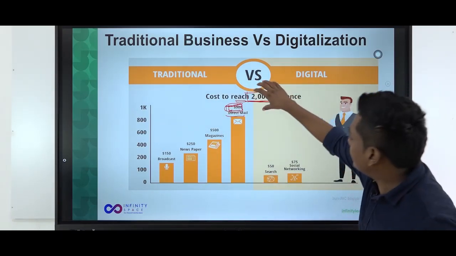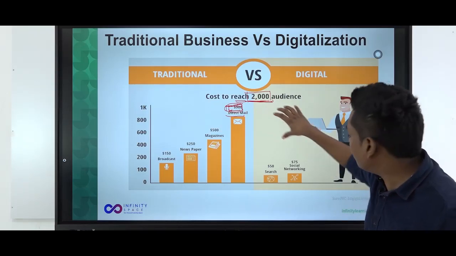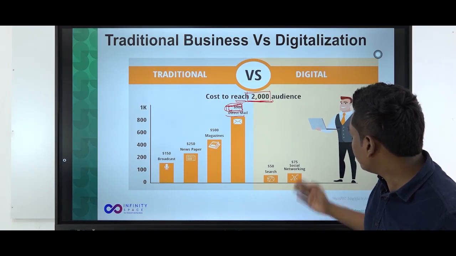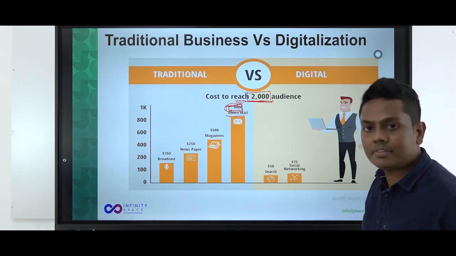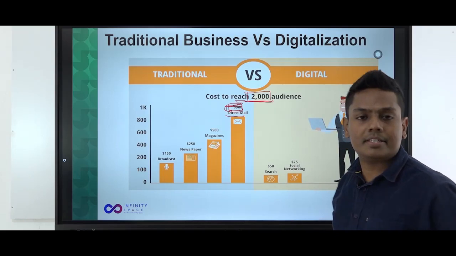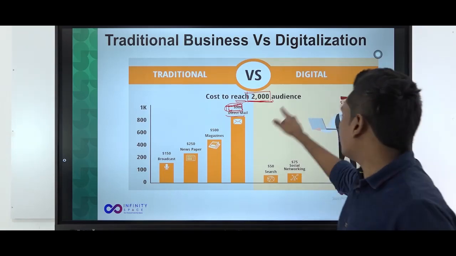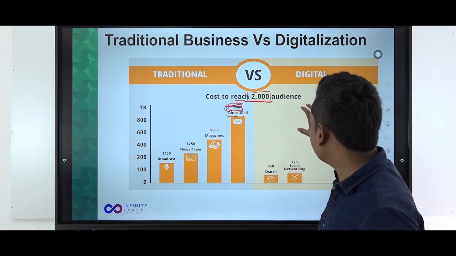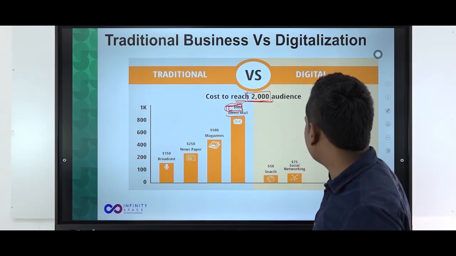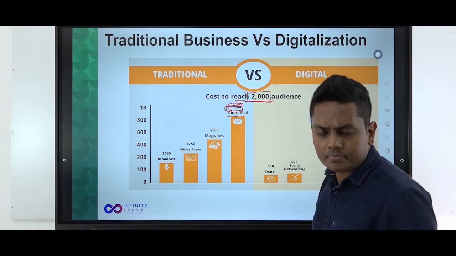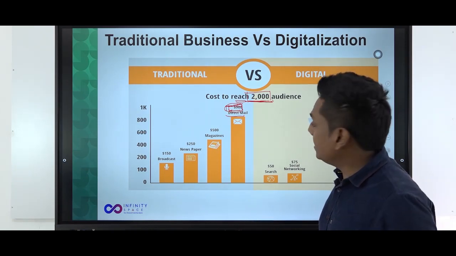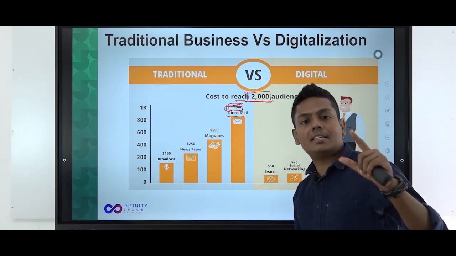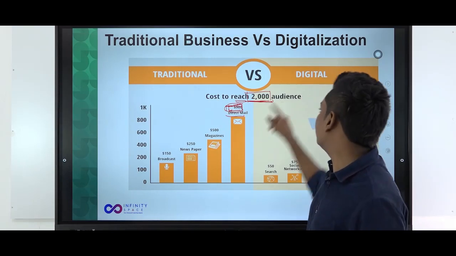To reach the same 2000 audience, what do you have to do? Search might cost $50. Social networking might cost $75. When I say social networking, say you are operating your Facebook page and you set up your budget with, let's say, $75 or whatever budget you want, and then you have the option to select your exact targeted customers. That is where the digital stands.